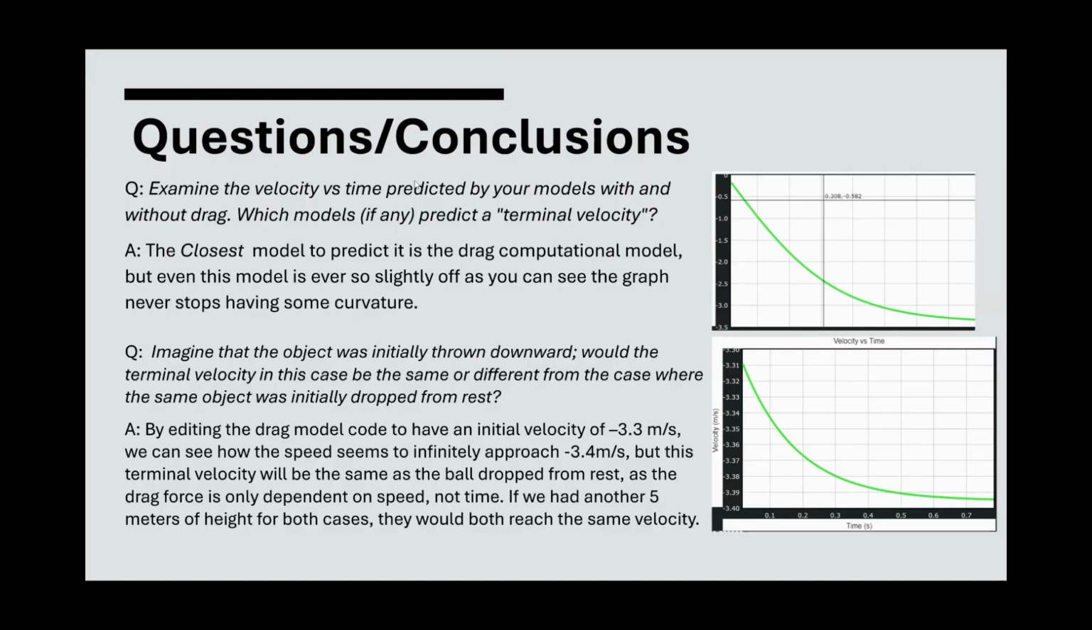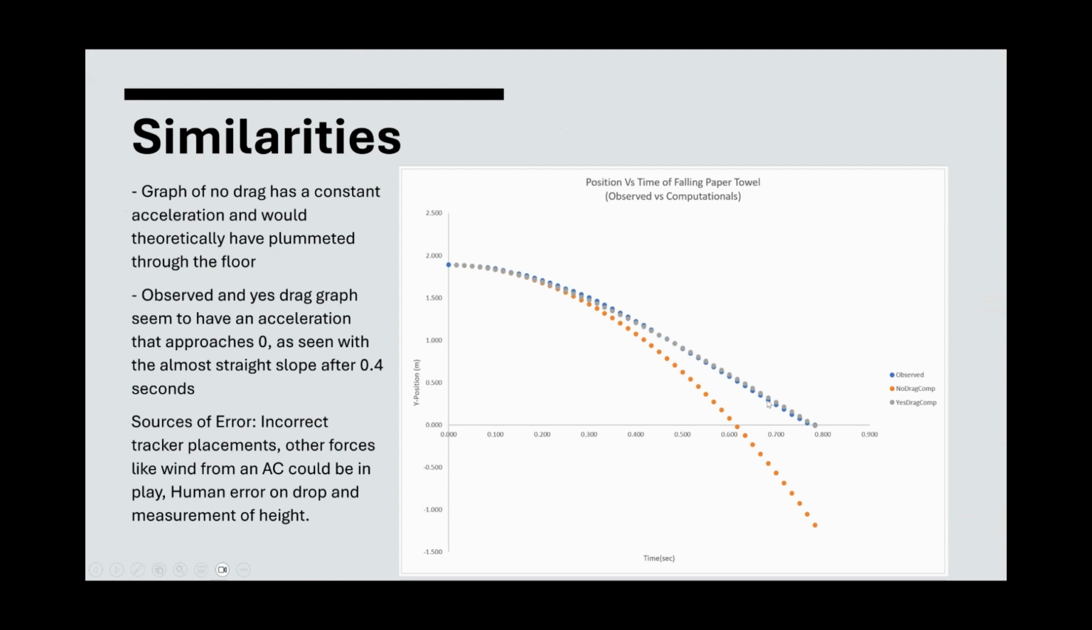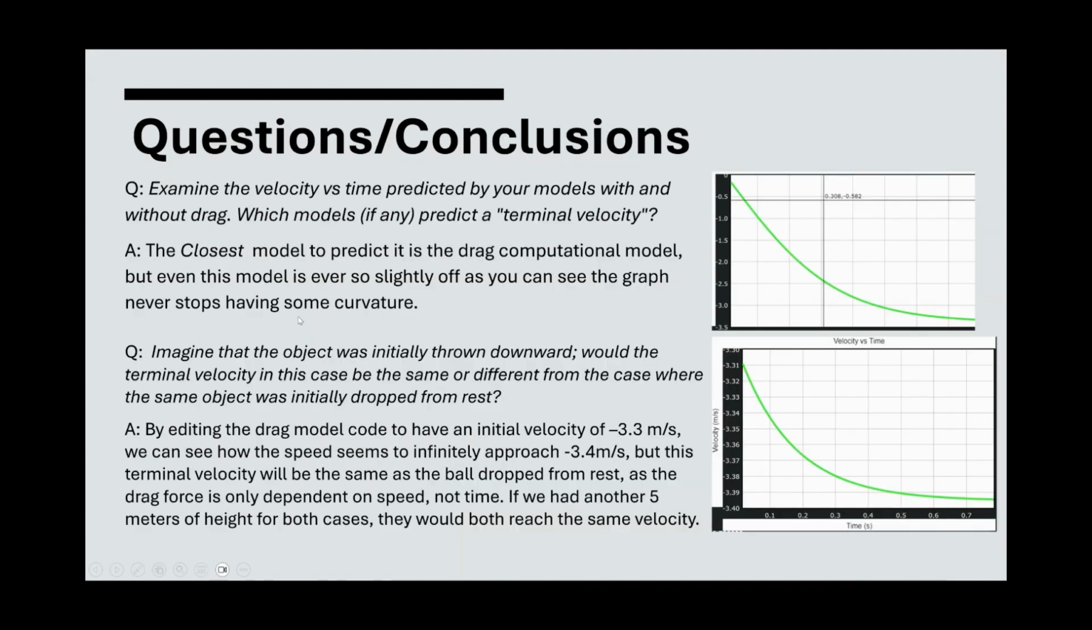Questions and conclusions. Examine the velocity versus time predicted by your models with and without drag. Which model, if any, predicted terminal velocity? This is what we talked about earlier, and we're just talking about how the graph seems to even out at the end there. We can see the closest model to predict this is the drag computation model, but even this model is ever so slightly off. As you can see in the graph listed here, it never stops having some curvature.